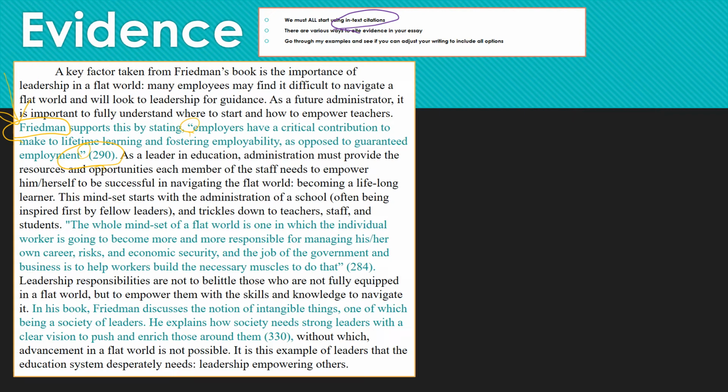Continuing on. As a leader in education, administration must provide the resources and opportunities each member of the staff needs to empower him or herself to be successful in navigating the flat world, becoming a lifelong learner. This mindset starts with the administration of a school, often being inspired first by fellow leaders, and trickles down to teachers, staff, and students.